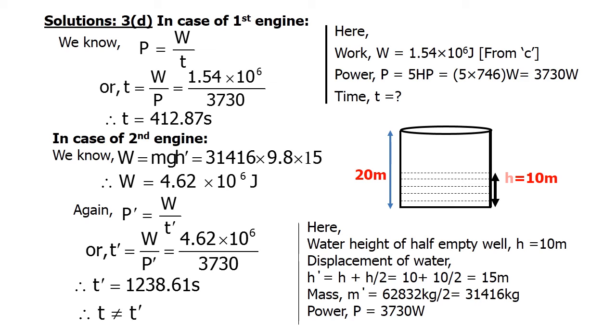3141 kg. Putting the value of m prime, h prime and t, we will get the work done W equal to 4.62 into 10 to the power 6 joule. And again the same formula of power, P prime equal to W by T prime, and we can write T prime equal to W by P prime, and putting the value of W and P prime, we will get time 1238 seconds. So it will take more time than the previous one.